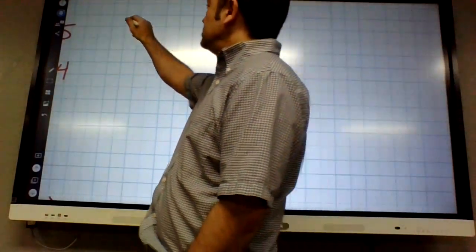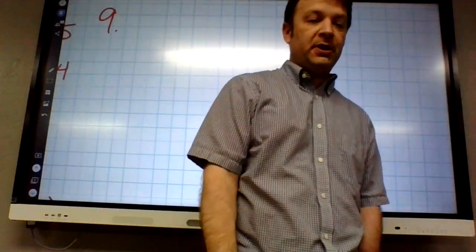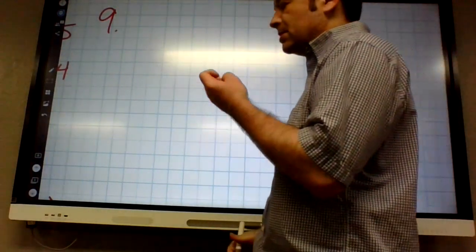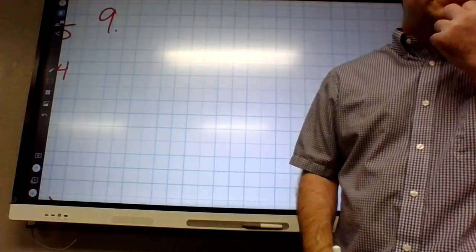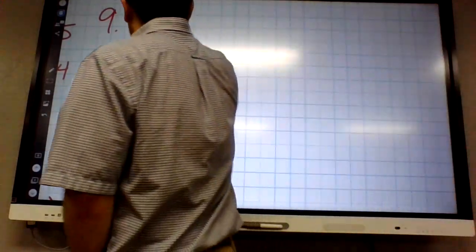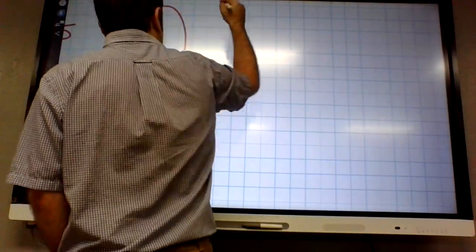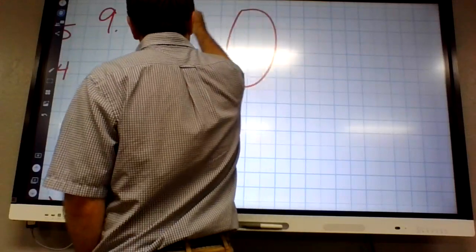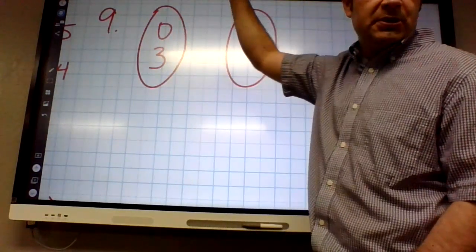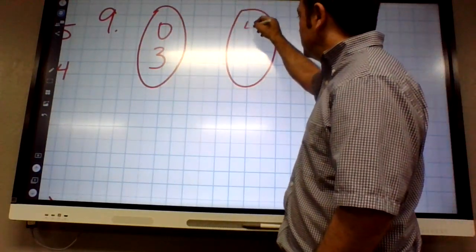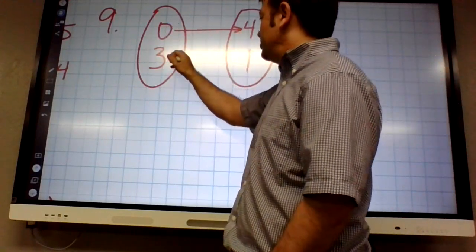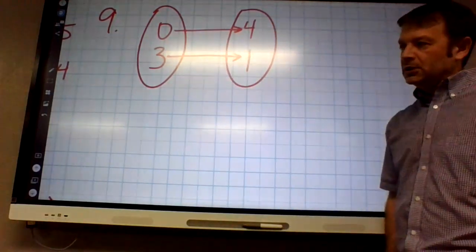All right. Number 9. New directions. Draw a mapping. What do you think a mapping is? Mapping diagram. It's a circle. Okay, draw a mapping of each. So, guess what we're going to put in the left circle, or oval? 0 and 3. The domain basically goes over here. What's the range? 4 and 1. Just 0 to 4. Looks like that. 3 to 1. Looks like that. Easy peasy.